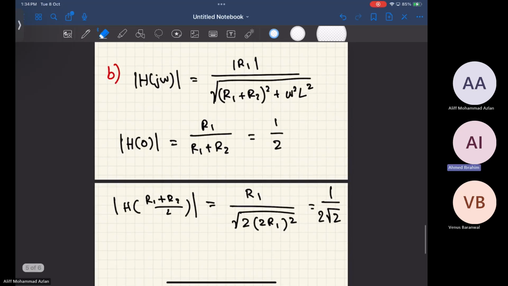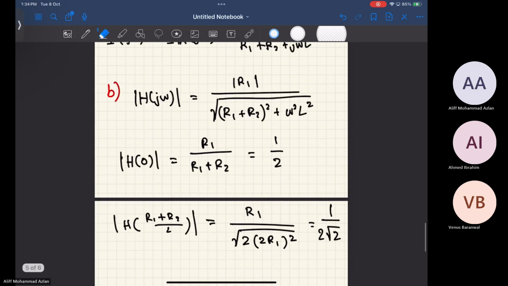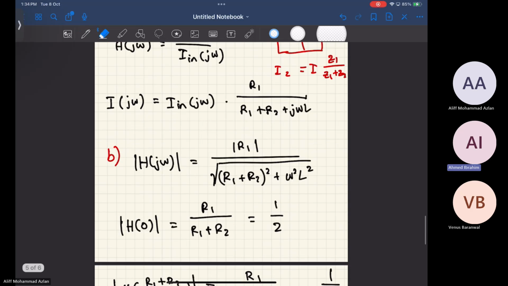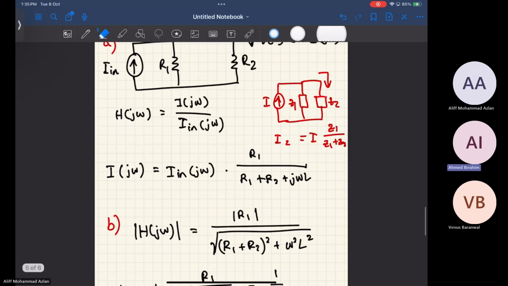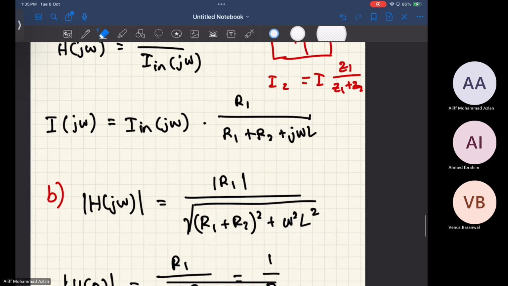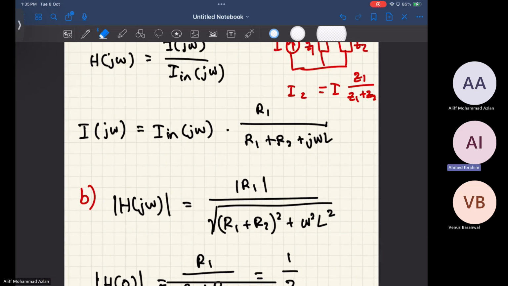So that's smaller than the value at 0, which is a half. So that means our magnitude response is going to be going down. Finally, for the last point, we could do as omega tends to infinity. As this gets very large, the denominator is going to tend to infinity, which means our magnitude response is going to tend to 0.